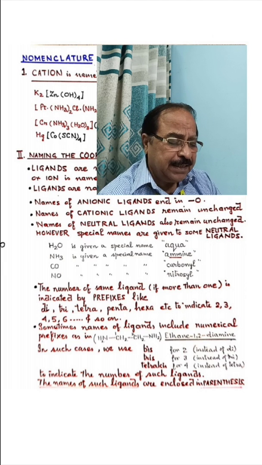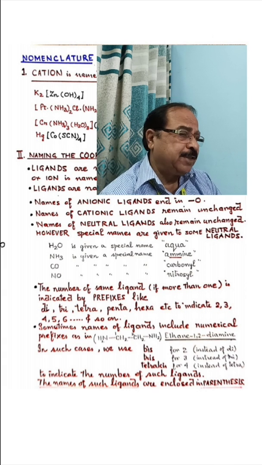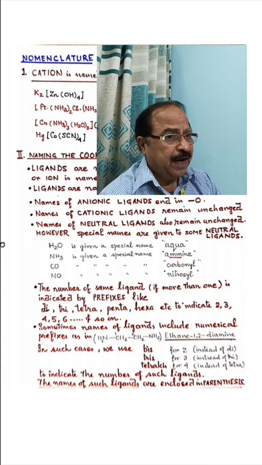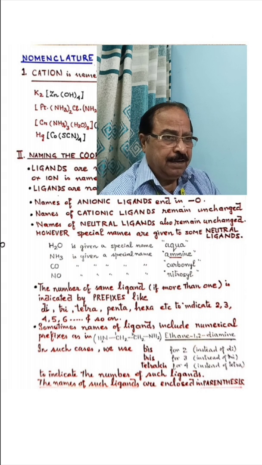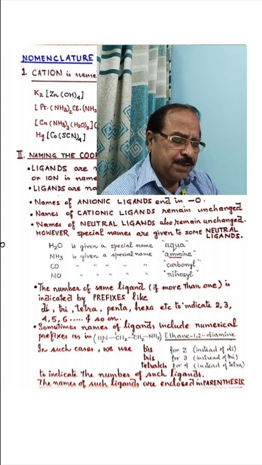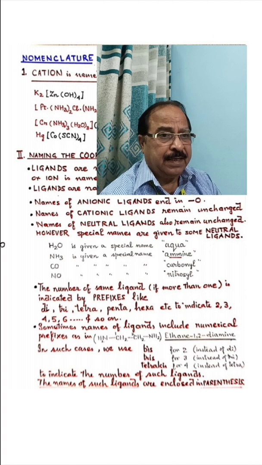Okay, to indicate the number of such ligands, we have to use the terms bis in place of di, tris in place of tri, and tetrakis in place of tetra. Right? So these will be the prefixes used, and also we have to enclose their names inside the bracket.